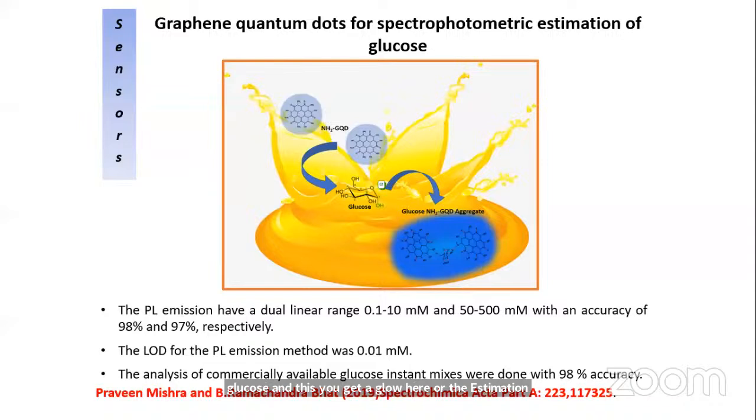The photoluminescence is obtained here because agglomeration takes place. Agglomeration of the quantum dots takes place through the glucose. So this emission has a linear range of 0.1 to 10 millimoles and 50 to 500 millimoles, with an accuracy of 98 to 97%.